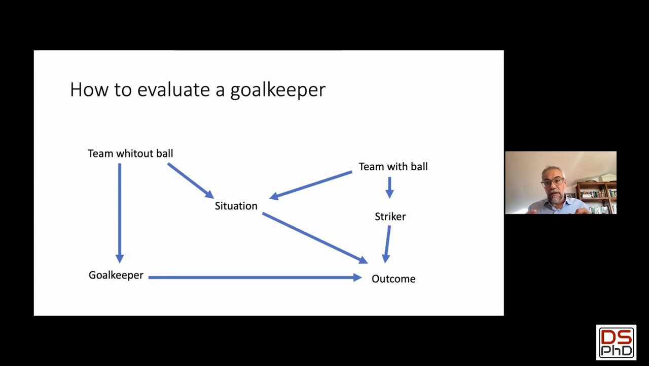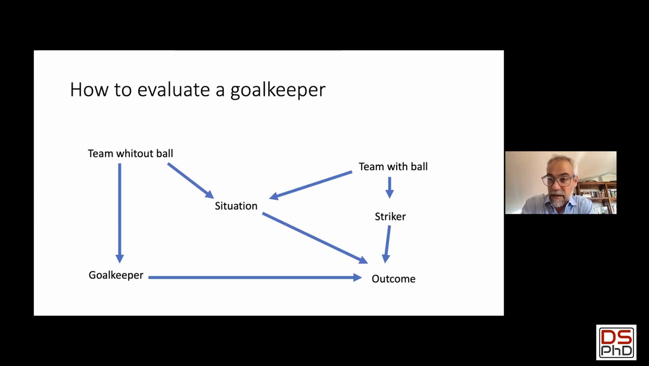So the outcome depends on three factors: the goalkeeper, the situation, and the striker. The goalkeeper, of course, a better goalkeeper will save more attempts. A situation, actually a shot inside the little area made from 2 meters away from the goal, is different from a shot made 30 meters away from the goal. And of course, the striker.